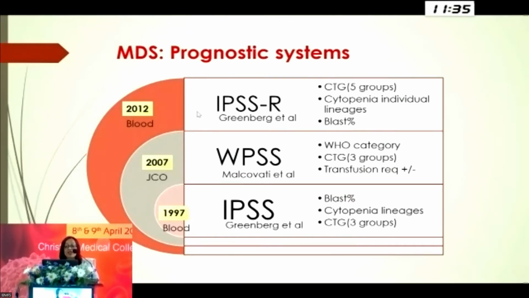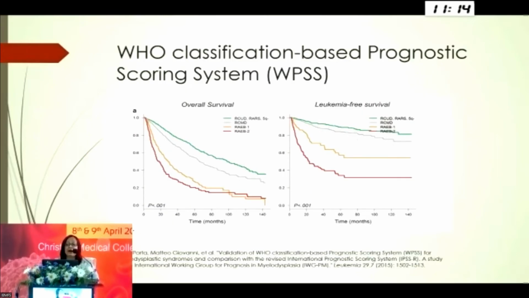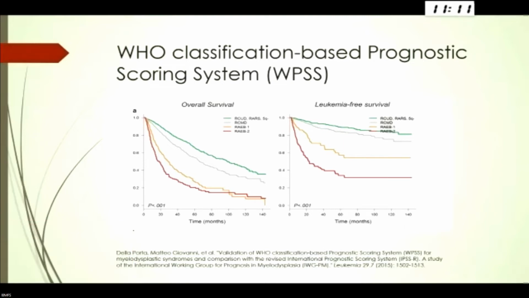So looking at the Revised International Prognostic Scoring System, the WHO-based prognostic scoring system and the original IPSS, all of them require morphology either for enumeration of the blast percentage or to categorize the patient into different WHO subtypes. So looking at the WHO classification-based prognostic scoring system, it is very clear that a patient with unilineage dysplasia has a better overall and leukemia-free survival as compared to a patient with multilineage dysplasia. Again, going further, a patient with excess blasts 1 has a better survival as compared to a patient with excess blasts 2. So morphology does provide useful prognostic information.